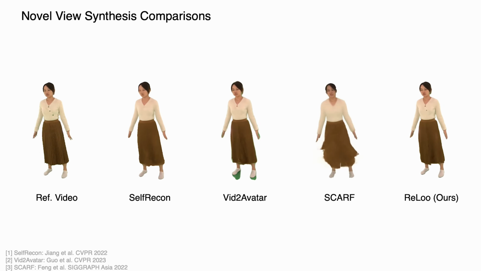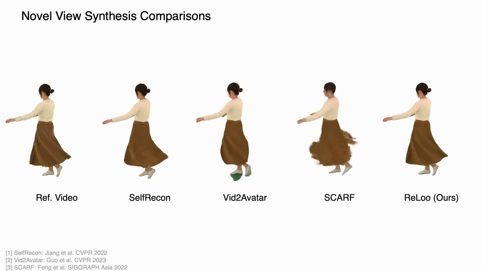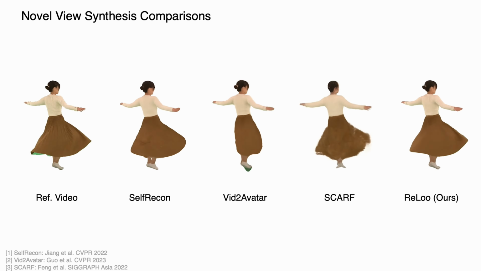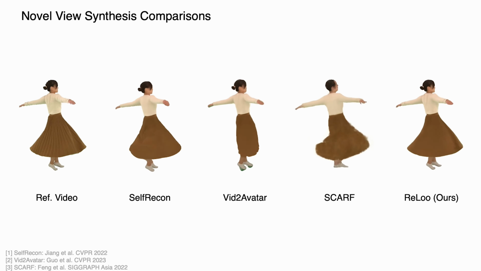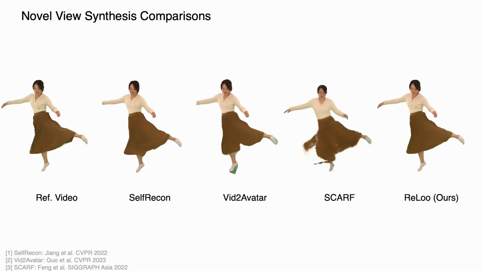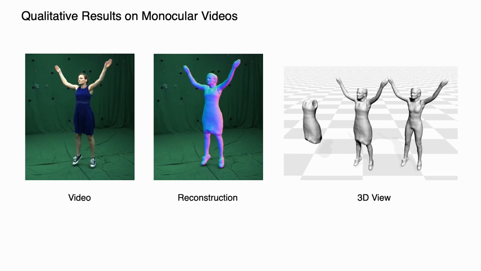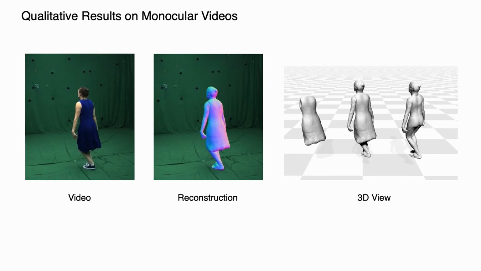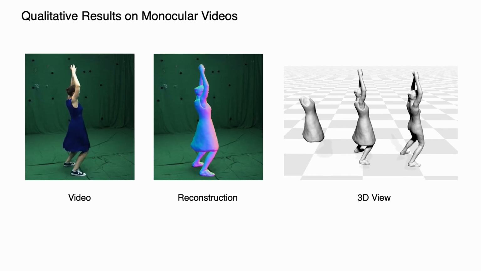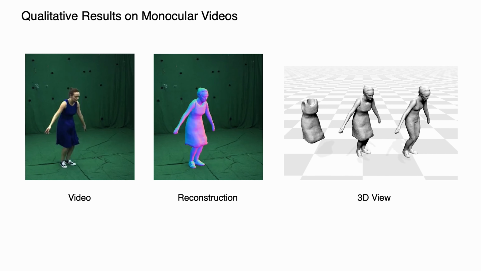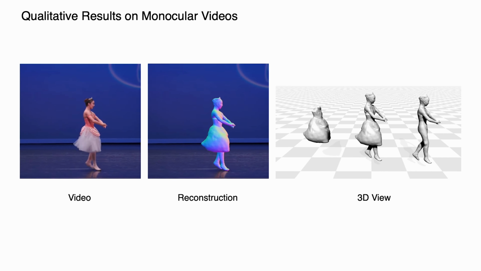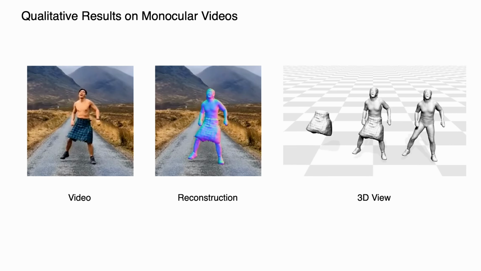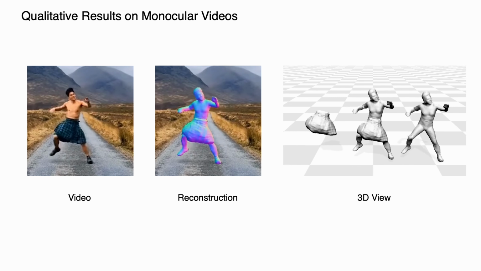We also compare our method with the state-of-the-art approaches on novel view synthesis. Our method, ReLoo, achieves more realistic and plausible clothed human renderings under unseen camera views, especially when garments exhibit large deformations. We show more qualitative results of our method on monocular videos. Here we render the body and garment layers separately. Our method accurately decomposes the clothed human into inner body and outer clothing, achieving high-fidelity 3D reconstruction results for different loose garment styles, human motions, and shapes from only monocular inputs.